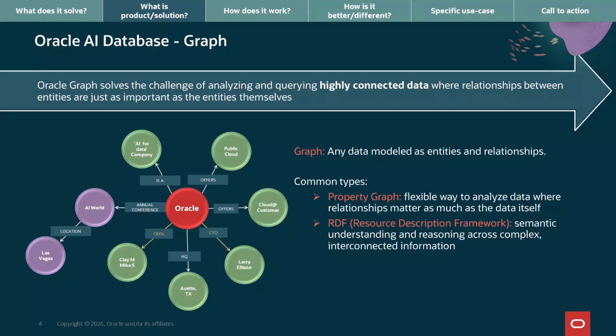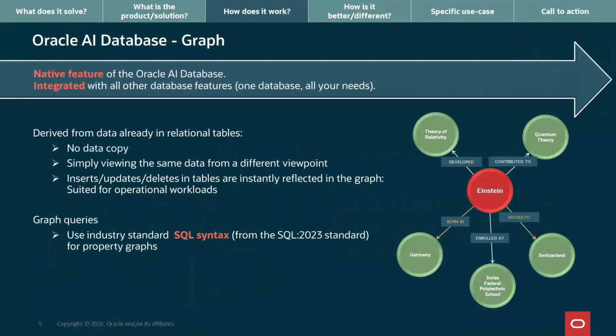There are 2 common types of graphs. The first one is the property graph. This is a very flexible model for representing and analyzing relationships where both entities and connections can have properties. The second is the RDF graph, which is based on standards and is particularly useful for representing meaning and enabling inference, deriving new knowledge from existing relationships. Both models are supported. And when you're using Oracle AI Database, graph is a native feature.